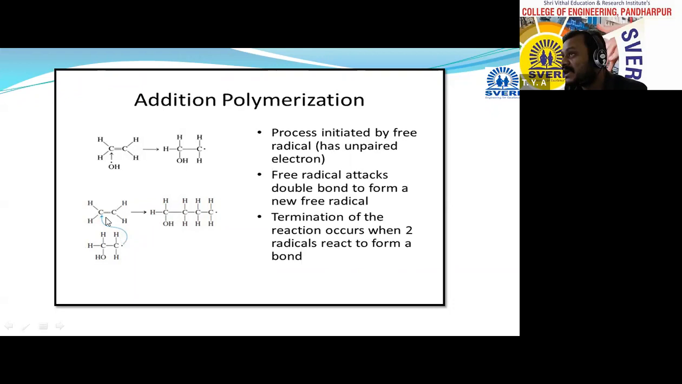And to break this double bond, an initiator is required. Initiator means one extra chemical we are adding. It does not take part in the chemical reaction, it just breaks this bond. Okay, and that is shown in this diagram. Here that double bond is broken. Are you able to see this? Double bond is broken, and this dot indicates the free radical.